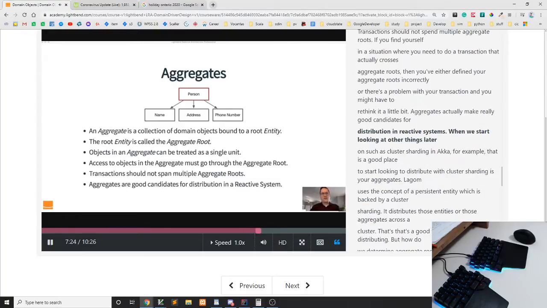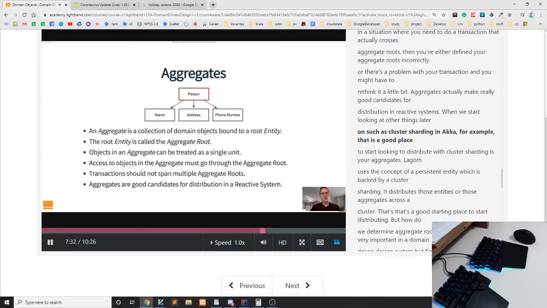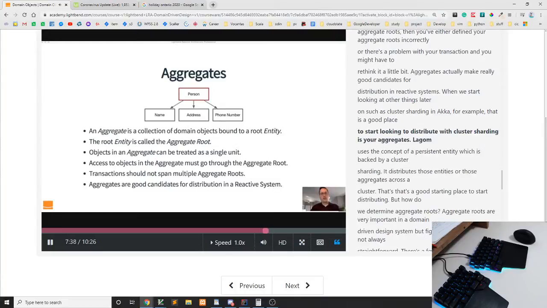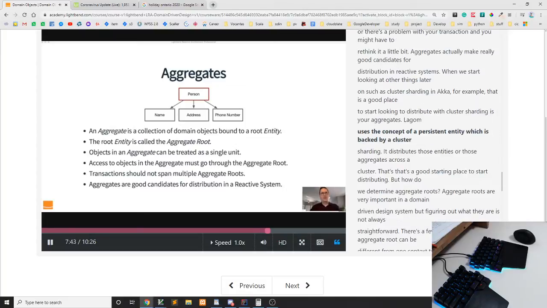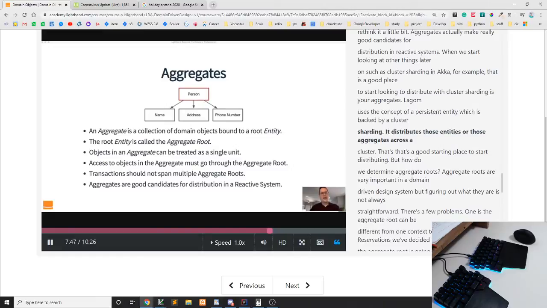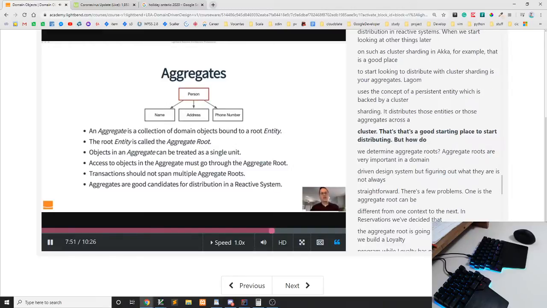Aggregates actually make really good candidates for distribution in reactive systems. So when we start looking at other things later on, such as cluster sharding in Akka, a good place to start looking to distribute with cluster sharding is your aggregates. Lagom uses the concept of a persistent entity, which is backed by cluster sharding, and it distributes those entities or those aggregates across a cluster. So that's a good starting place to start distributing.